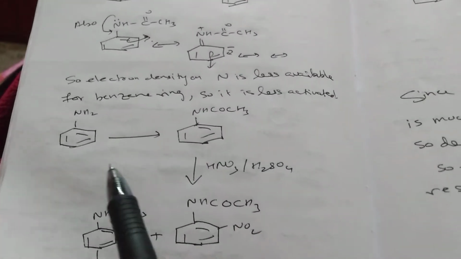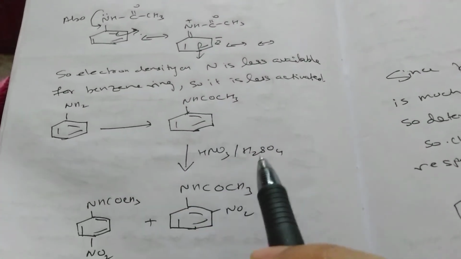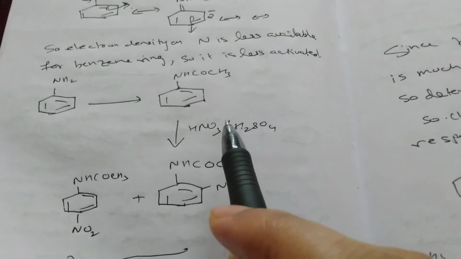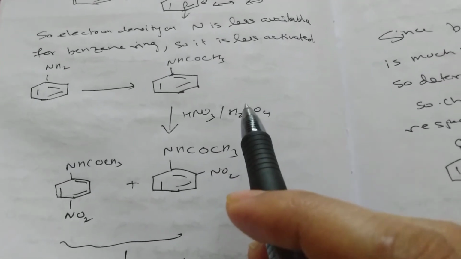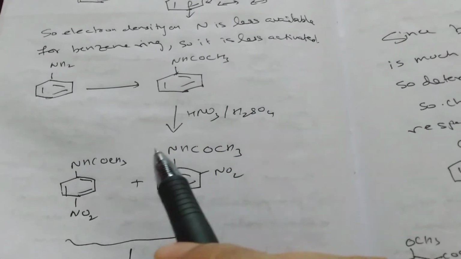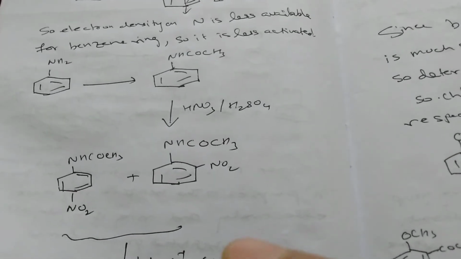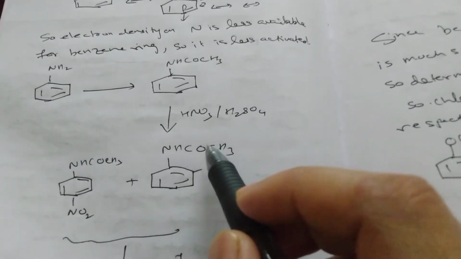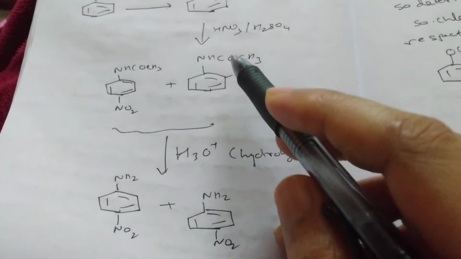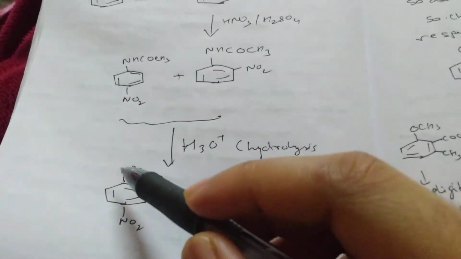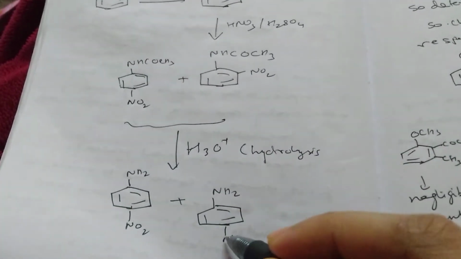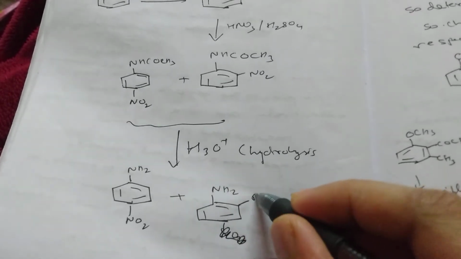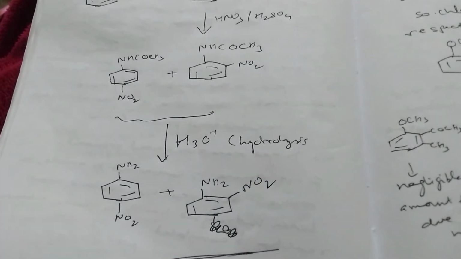And now once you form this amide, you do the reaction. I am showing a nitration. You could show any electrophilic substitution reaction. When you do nitration, you are getting ortho and para product separately. But I want NH2 only, so I need to hydrolyze this back to NH2. So you react with H3O plus, hydrolysis. This amide will go back to NH2, and you are getting ortho and para product. Okay, you are getting ortho and para product. So this is one of the interesting cases.